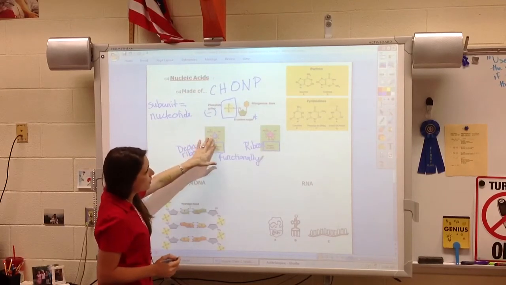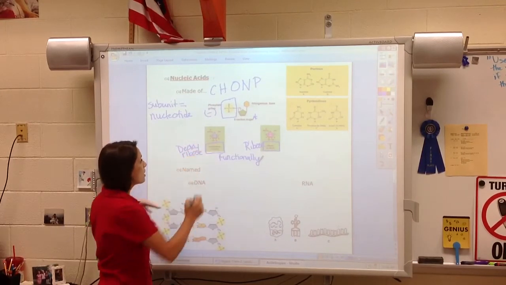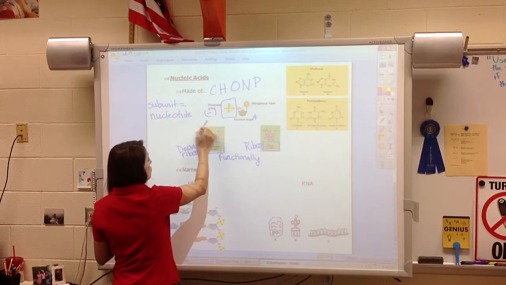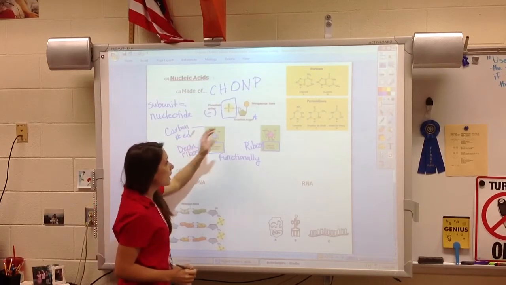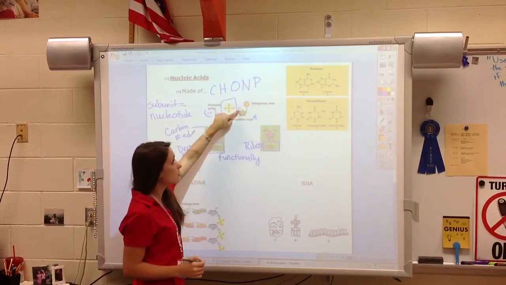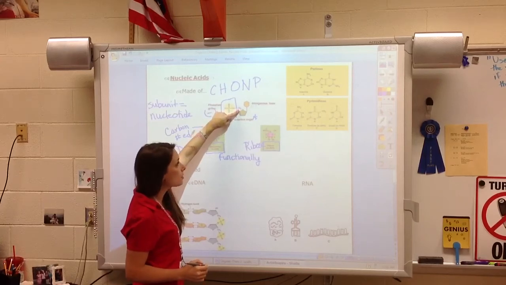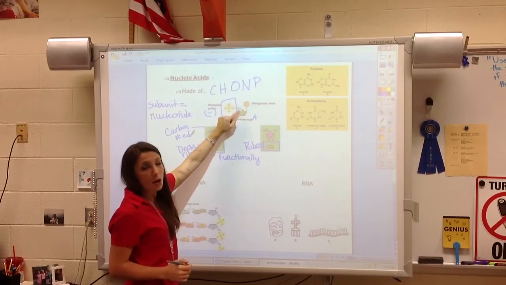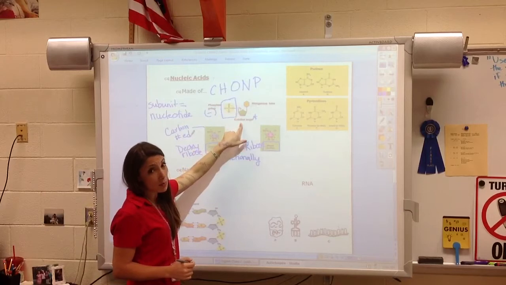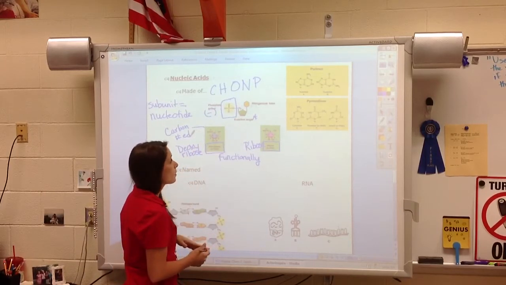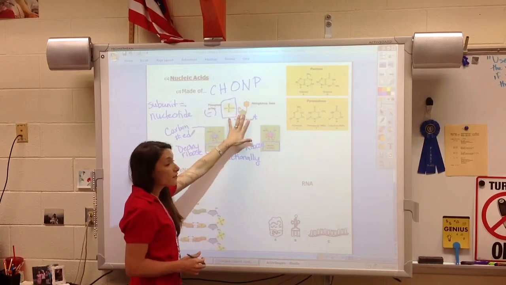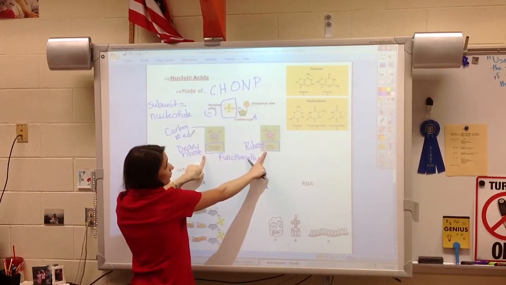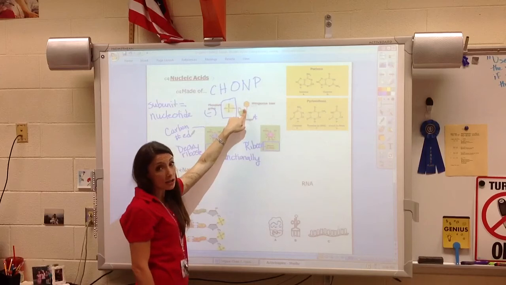One thing that we do want to note, and it's kind of hard to see in this picture, is that in this sugar, the carbons are going to be numbered. So it's a pentose, and the 5th one actually hangs out here at the top, and the 3rd one is down here. We'll be talking about 5' and 3' carbons in there. So we've got the negatively charged phosphate group. We've got the 5-carbon sugar that comes in 2 forms. Then we've got the nitrogenous base.